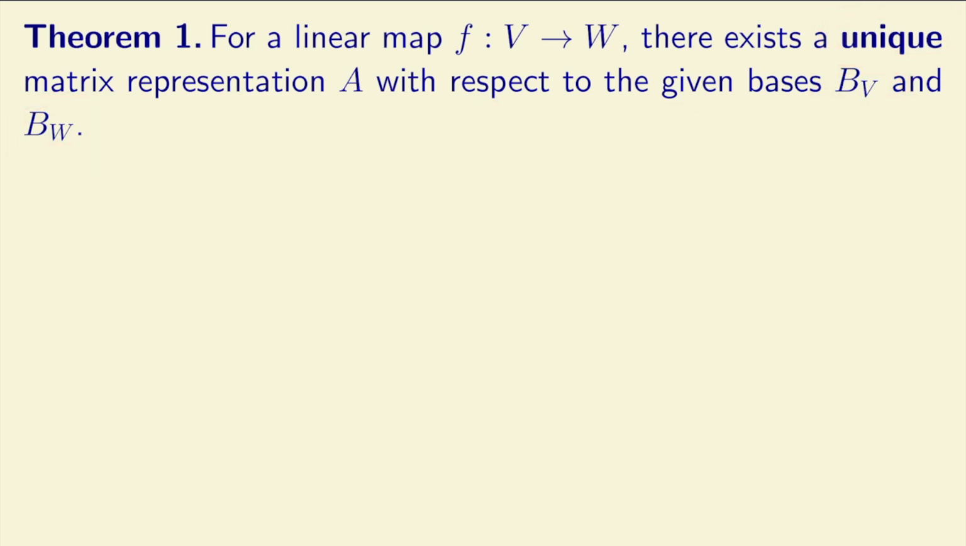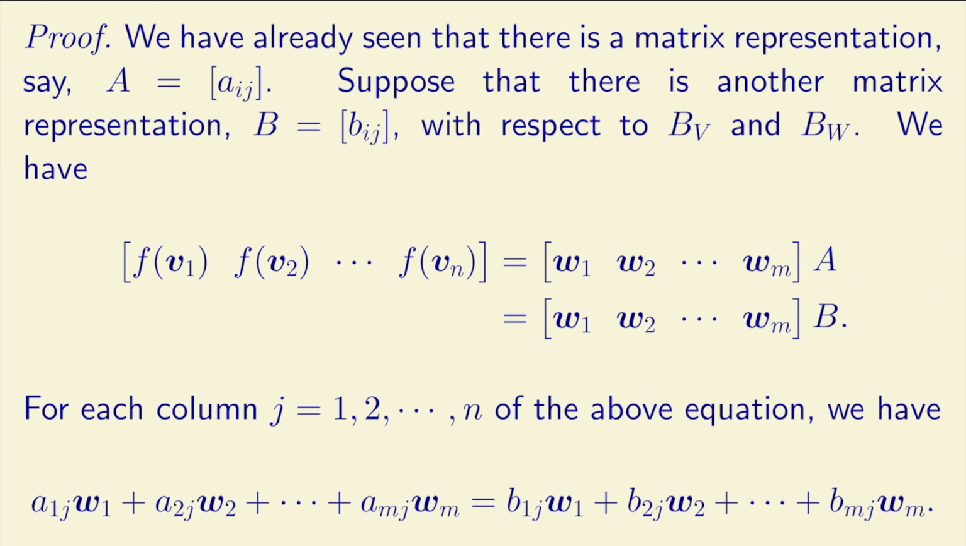How do they prove that? I'm not sure why it has to be unique. The proof starts on the next page. It starts by assuming there are two different matrices, A and B, that both represent the same linear map. It says, suppose that there is another matrix representation, B equals Bij, with respect to BV and BW. And then it sets up the equation we just saw, but with B instead of A, and says that the two must be equal. Okay, so A and B both describe the transformation, so they should be equal.